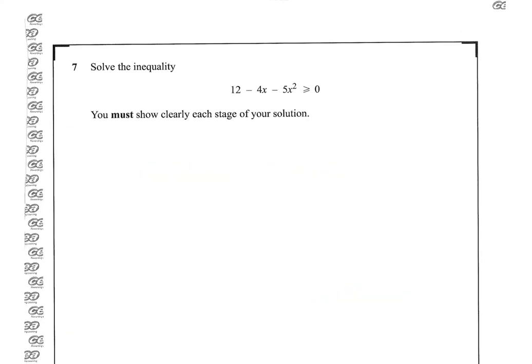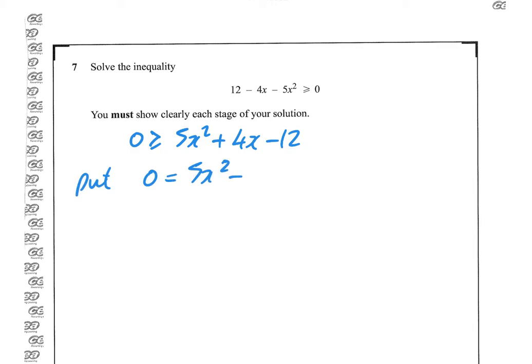Question 7 is a quadratic inequality question. It says, solve the inequality and you must show clearly each stage of your solution. The first thing I would do is I bring my terms across just so that your x squared term is positive. It makes life so much easier. And then I'm going to just forget about the inequality and just put 0 equal to this thing at the moment.